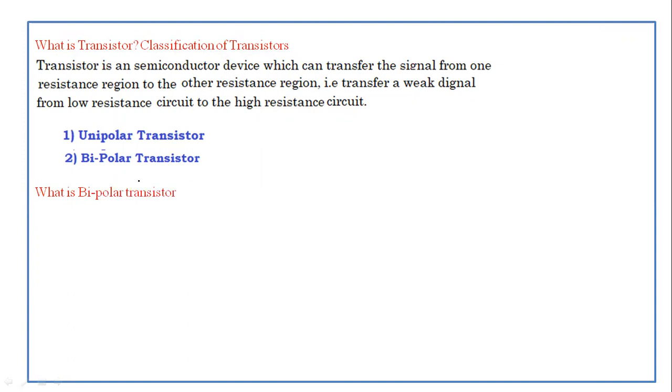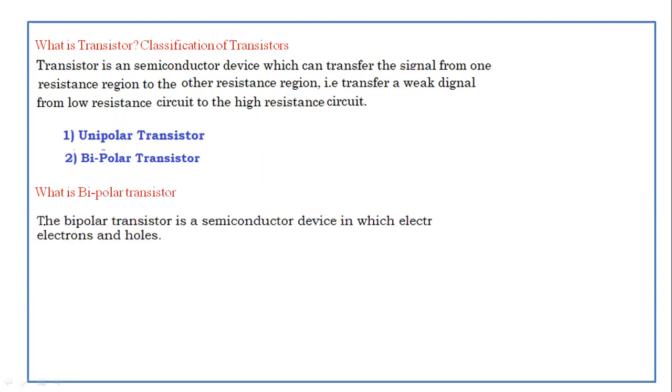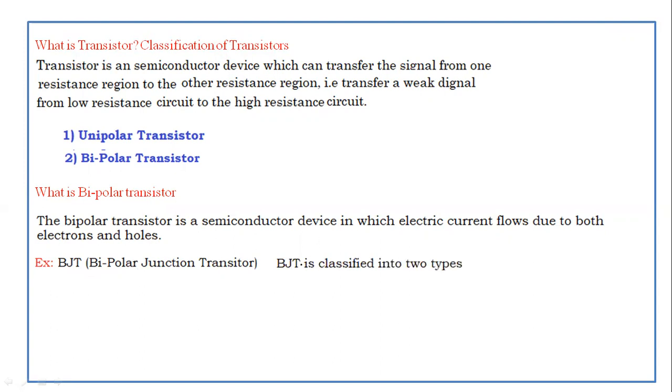Next, what is a bipolar transistor? A bipolar transistor is a semiconductor device in which the electric current flows due to both electrons as well as holes. The example of the bipolar transistor is the BJT, bipolar junction transistor. Again, the BJT is classified into two types, the NPN transistor and the PNP transistor.